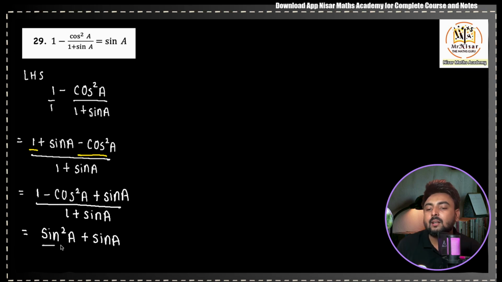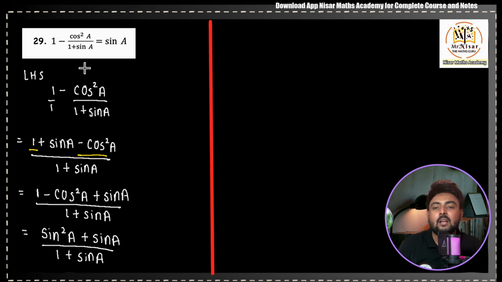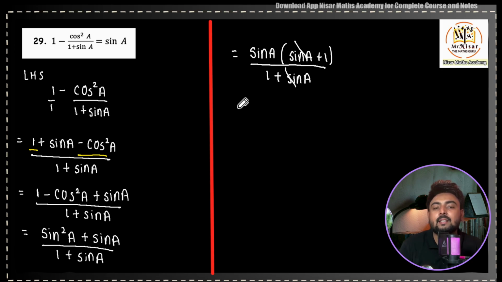Because now we have everything in terms of sin, and whenever everything is in terms of sin and all the terms look the same, something will get cancelled, and only one sin should remain. Let's check whether it will remain or not. Children, here sin is there, and in the next term sin is also there. It means sin is common in both terms. I'll take sin common, so sin a will remain plus 1, upon 1 plus sin a in the denominator. Then 1 plus sin a will get cancelled, and what is left here is sin a.